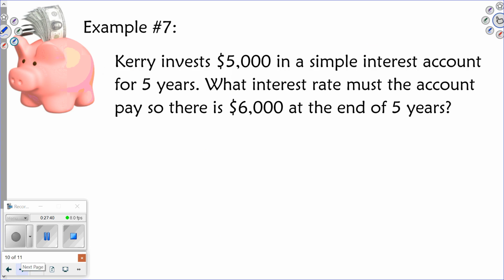Number 7, Carrie invests $5,000 in a simple interest account for 5 years. What interest rate must the account pay so there is $6,000 at the end of 5 years? So again, stop, read carefully. So right now we know we were using the formula I equals PRT. Let's start with that. I know it's easy now because it's the only formula you have, but when I throw 5 more at you, you have to be able to recognize when to use it. This is the easiest one to be able to recognize.